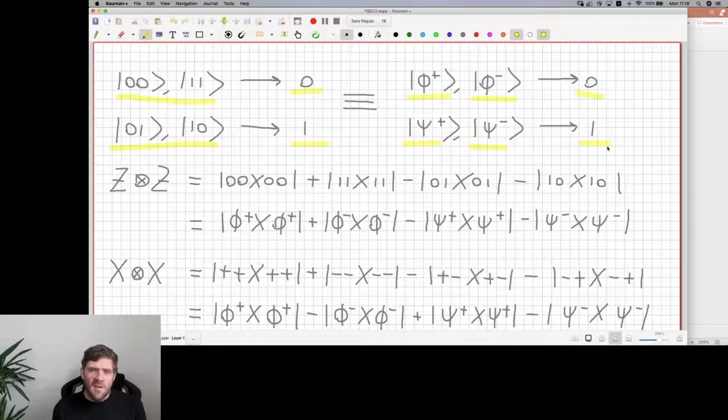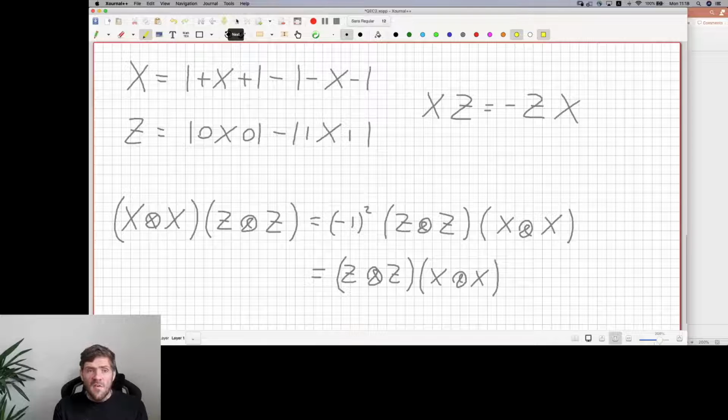So we can think of this parity measurement as looking at whether we've got 0,0 or 1,1, and if we have either of those it gives us a 0, or we can think about it in terms of the Bell basis as well. Both are equally valid.